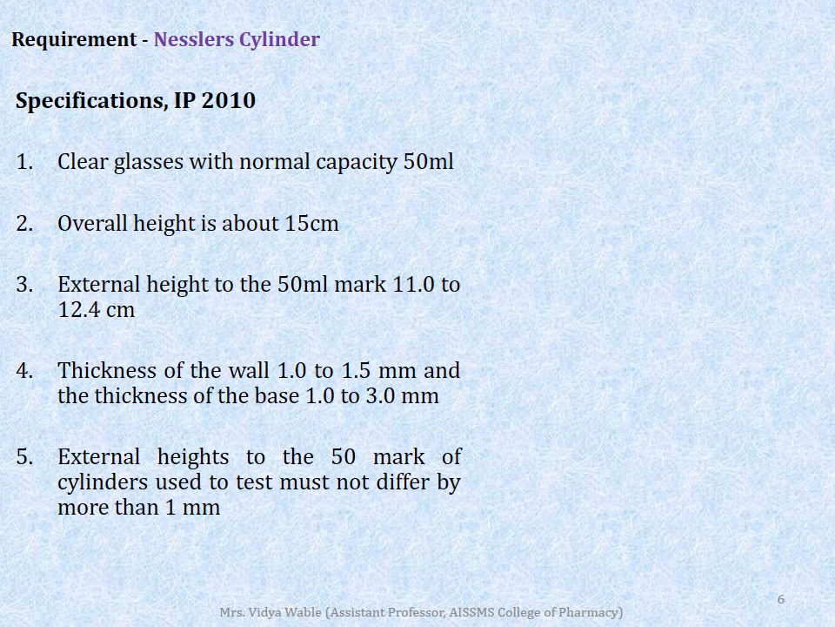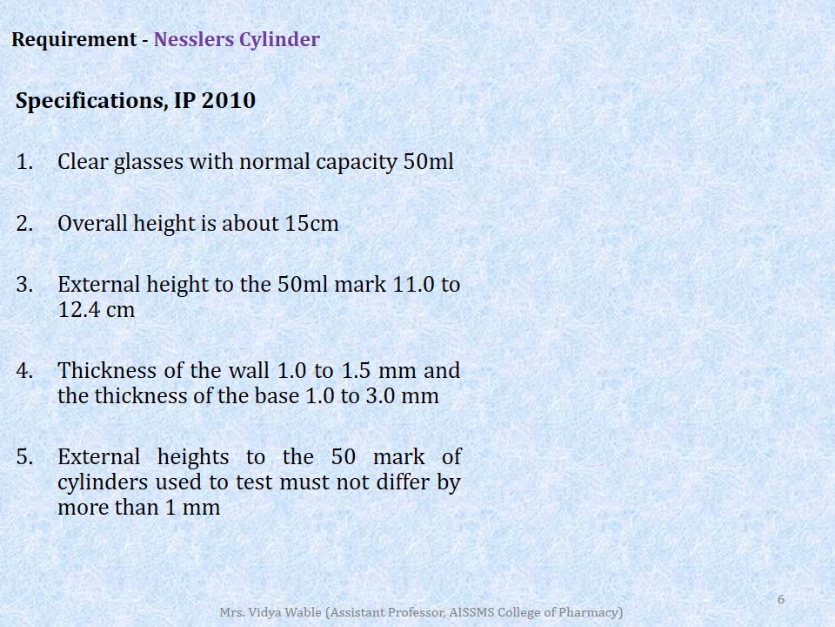Now, what are the requirements to perform limit test? Maximum limit tests are performed by using Nessler cylinder. So, is there any specification for Nessler cylinder? Yes. The specifications for Nessler cylinder as per IP 2010 are: it should be clear glass with a nominal capacity of 50 ml. Overall height is about 15 centimeter. External height to the 50 ml mark is 11 to 12.4 centimeter.